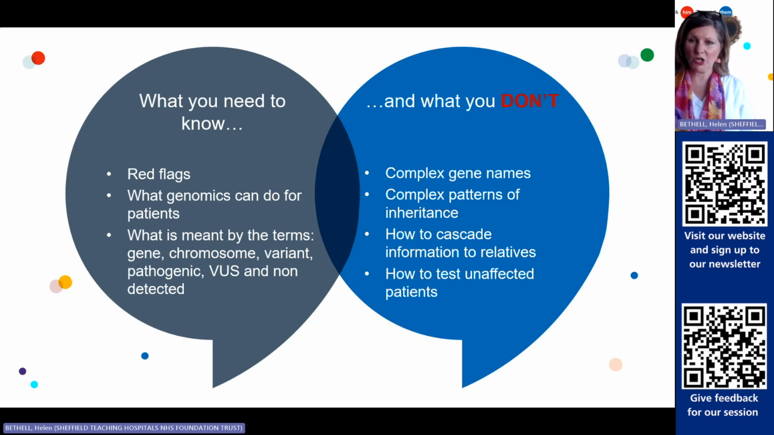What you don't need to know is all the complex gene names that exist. You don't need to know about complex patterns of inheritance, and you certainly don't need to know how to cascade information to relatives or how to test unaffected patients, because for those bottom two, clinical genetics still exist, and that is still very much their role.